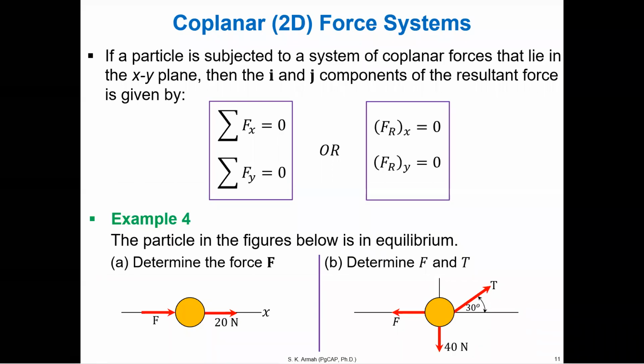Hello, class. So I'm going to continue with chapter 3. In this section, I'm just going to work more examples on the 2D force system, or coplanar force system. In the previous video recording, I said if a particle is in equilibrium, then the sum of forces vectorially is 0.